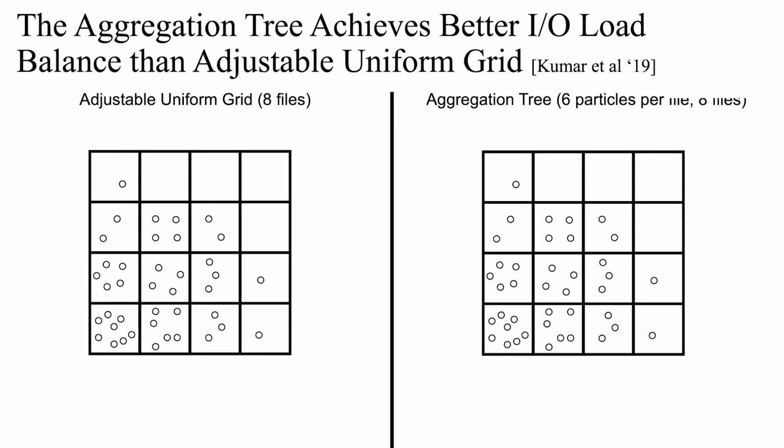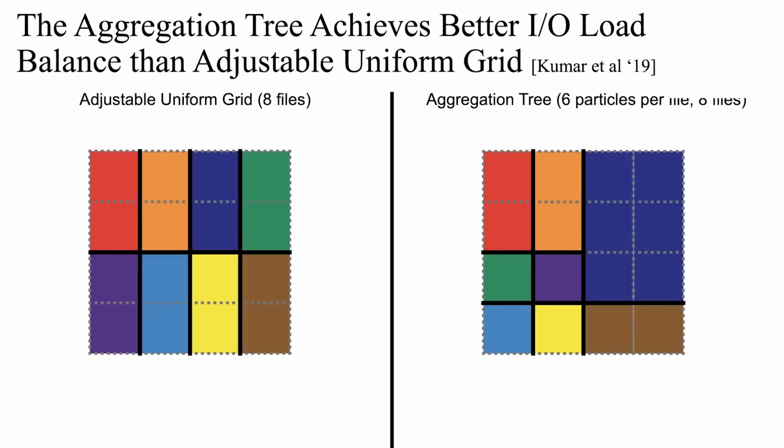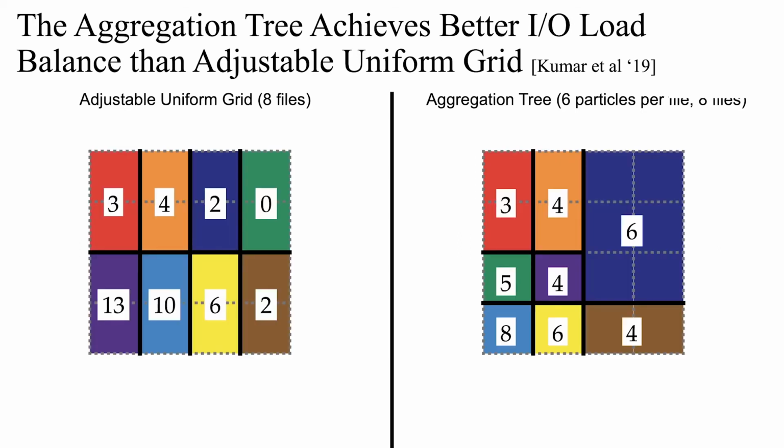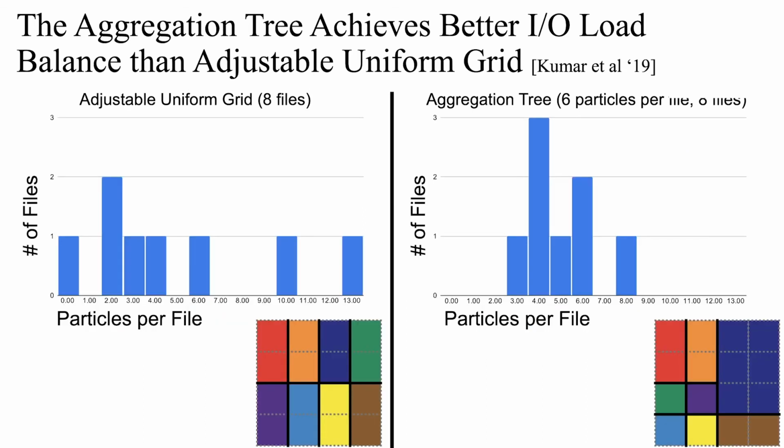So if we come back and compare the I/O load balance achieved by the aggregation tree against our previous work on the adjustable uniform grid, we can also configure the adjustable uniform grid to output 8 files, giving us a partitioning like I show here. And if I label them by the number of particles that fall into each group, we can plot a histogram of the number of files on the y-axis and the number of particles per file on the x-axis, so a histogram of the particles per file.